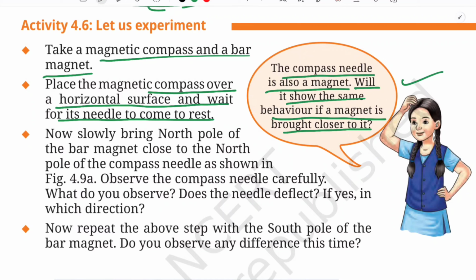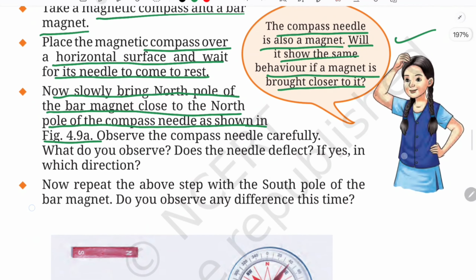Okay, when the needle comes to rest, it means the needle is not moving. So now what will happen? Now slowly bring the north pole of the bar magnet closer to the north pole of the compass needle as shown in figure 4.8. We'll see by the image also. Okay, so now what happens?